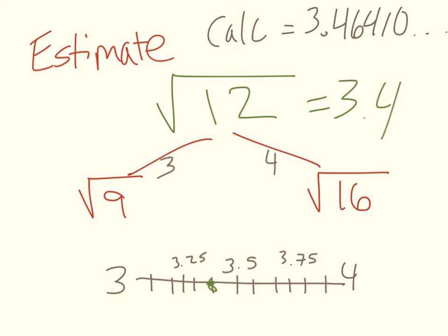I'm not seeing a ton of repetition happening here. So if I look at my estimate, 3.4, and what the calculator gave me, 3.46, I can see that I'm really close. Being off by a couple hundredths is not too bad for estimating. So we're going to do one more together as we estimate these roots, so you can use these to help yourself.